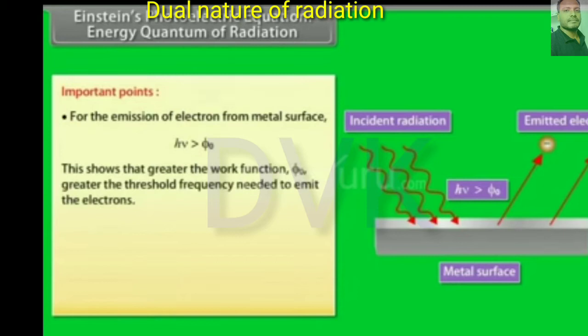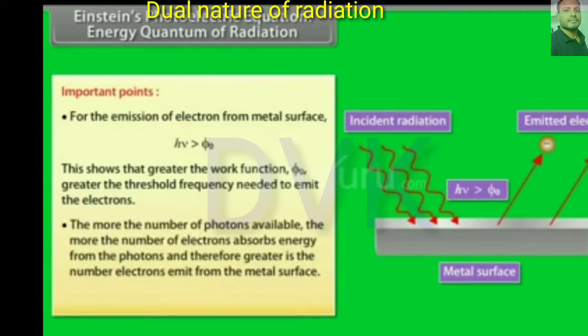Important points for the emission of electron from metal surface. h nu greater than phi naught. This shows that the greater the work function phi naught, the greater the threshold frequency needed to emit the electrons.